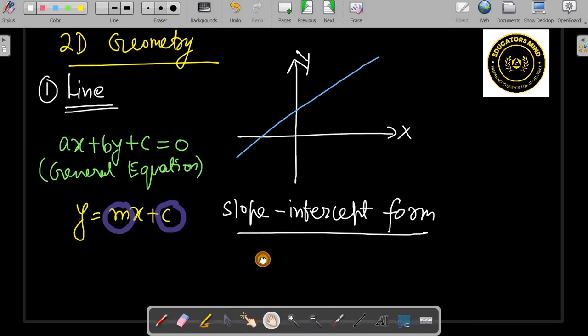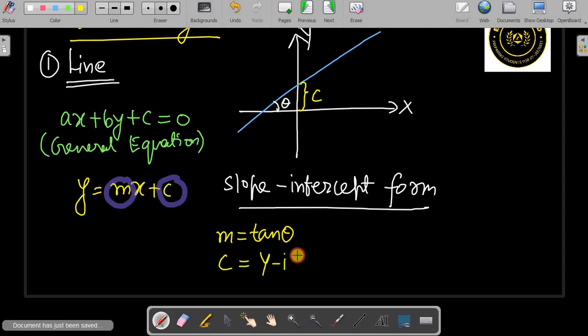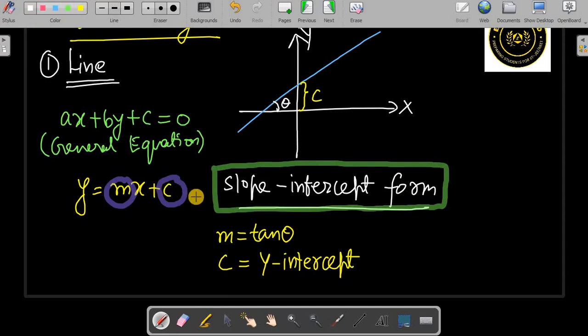So in slope intercept form, this y equal to mx plus c. What is m? Suppose if this is angle theta, so m is nothing but tan theta. And here c refers to y intercept. Okay, c refers to y intercept. Okay, this is one form, slope intercept form. It's an important form. Any equation can be converted in this form, right? And intercept can be negative also. It can cut the negative y-axis.